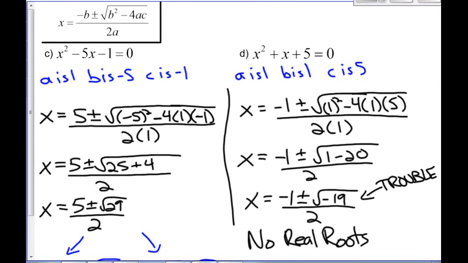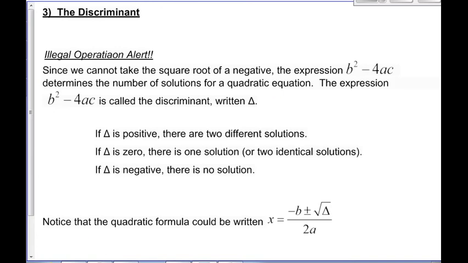And that's going to happen anytime whatever's underneath your square root symbol is negative. So that leads us to the discriminant. We've got an illegal operation alert. There are a few things in math we're not allowed to do. We're not allowed to divide by 0. We're not allowed to take even roots of negatives.